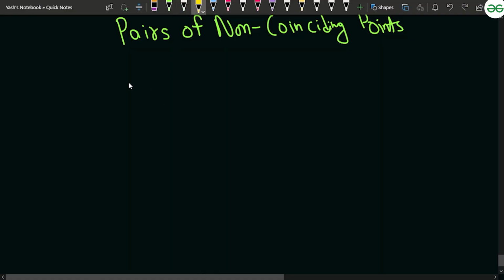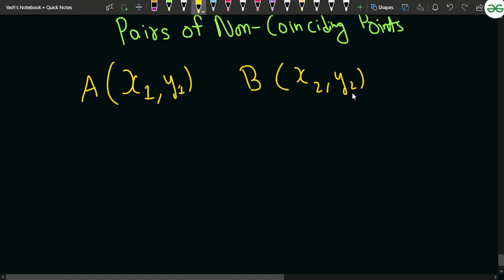Suppose you have been given 2 points. Let's say the first point is A, that is x1, y1, and the second point is B, that is x2, y2. You have to check that it should not be the same point. The first thing is that x1 should not be equal to x2 and at the same time y1 should not be equal to y2. One of them can be equal, that's perfectly fine, but they should not be coinciding. So x1 should not be equal to x2 and y1 should not be equal to y2 at the same point of time.